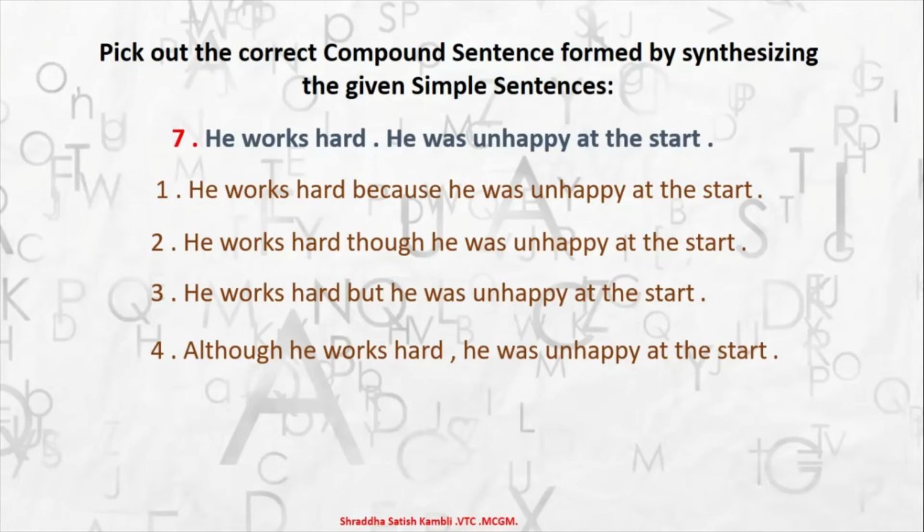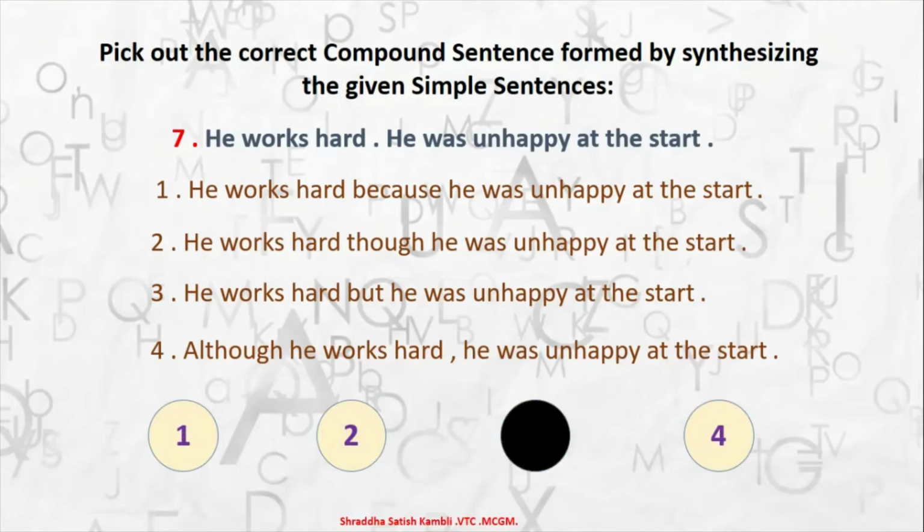So out of these 4 sentences, which one is the correct one? It is option number 1, 2, 3 or 4. It is option number 3. He works hard, but he was unhappy at the start. So in the beginning, he was not very happy about this work. Nevertheless, he started working and he works hard also.